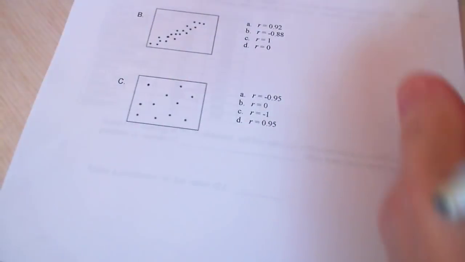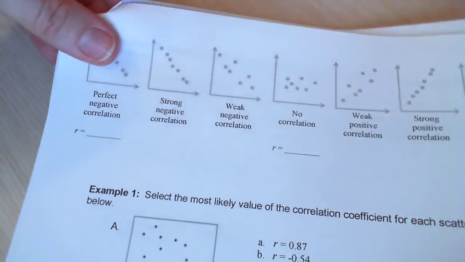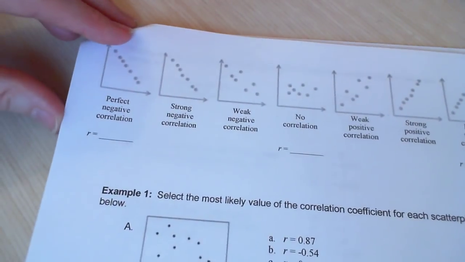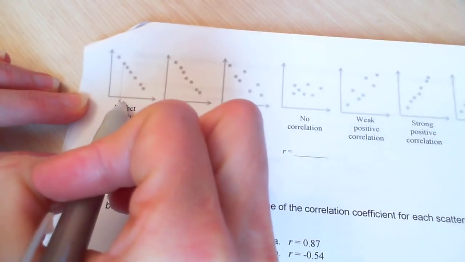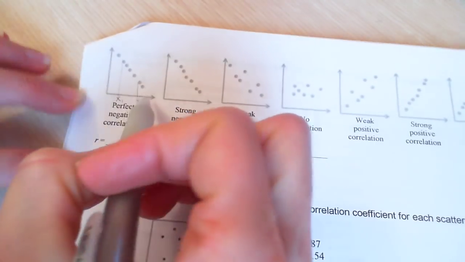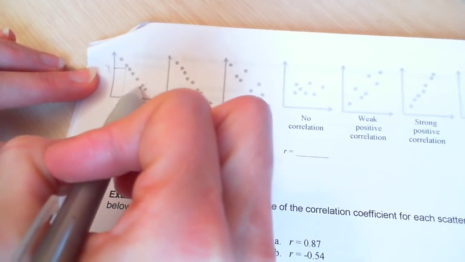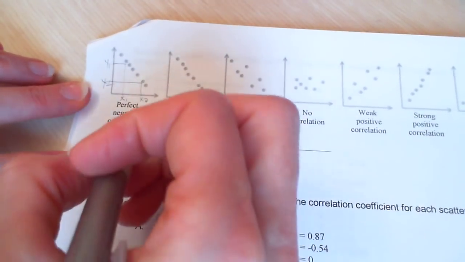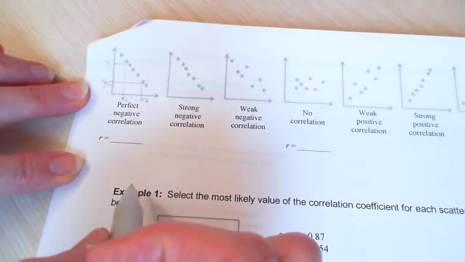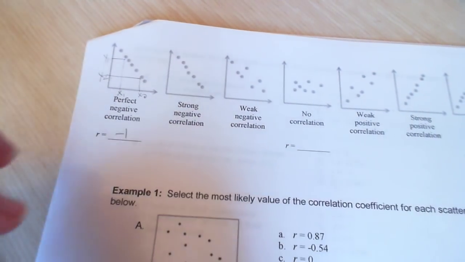So let's look at some scatter plots and put some r values on them. So this is a negative relationship as x increases. Here's my x1, x2. So as x increases, here's my y1, y2, y goes down. So that's a negative relationship in almost a straight line, so the r value would be negative 1.